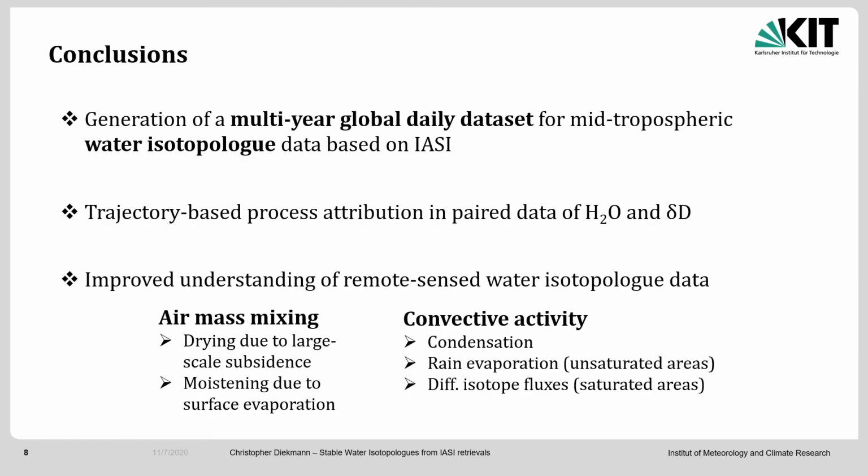To conclude, this process analysis strongly supports understanding what controls the isotopic composition of observational datasets. Here, for IASI observations over West Africa, we could identify dehydration due to large-scale subsidence during winter, and moist convection together with rain condensation and evaporation during the summer monsoon, as dominant control factors.